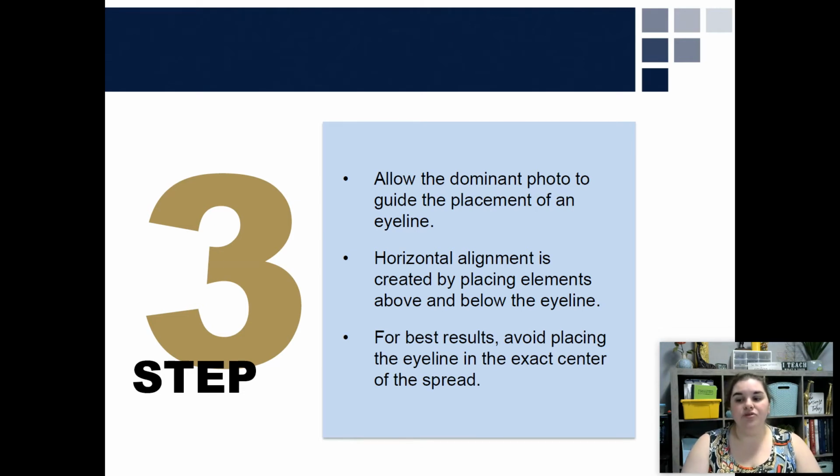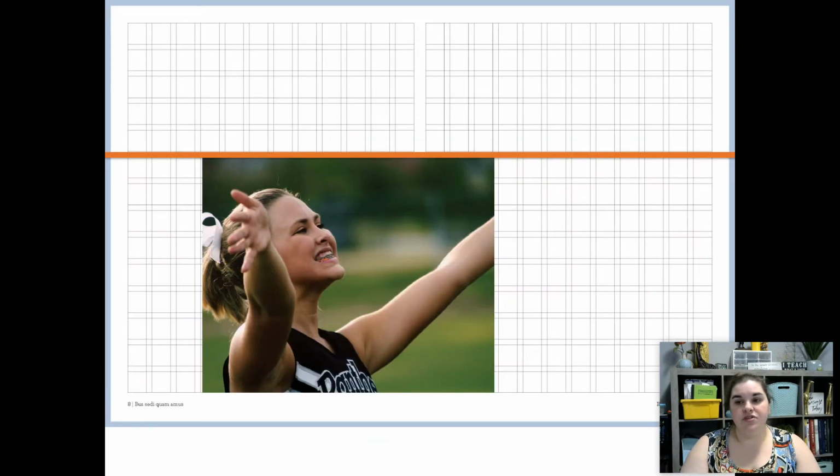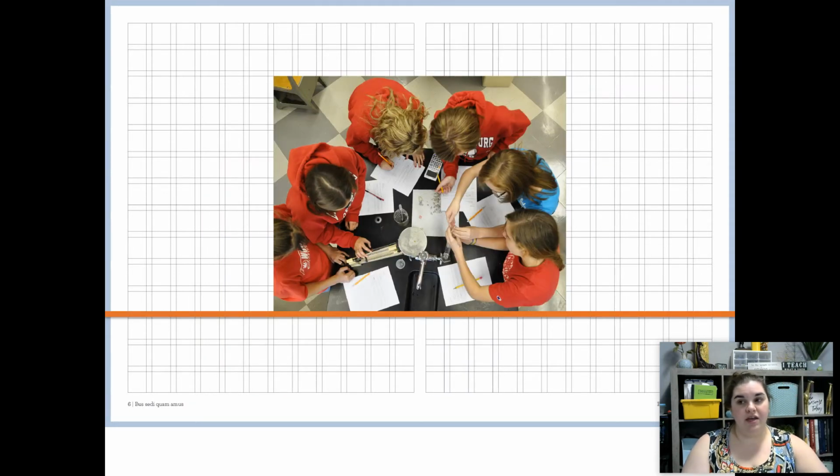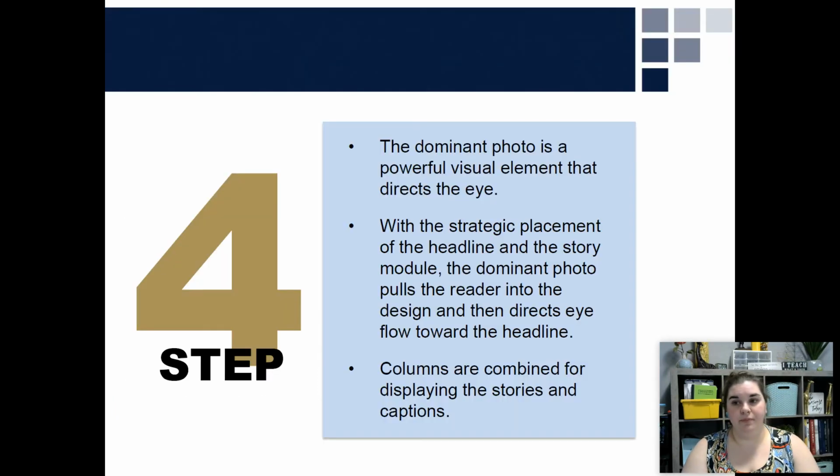And remember, you don't want to place the eye line in the direct horizontal center of the page. It's better to put it above or below, so that it actually draws the reader all the way around. Here you can see that for this dominant element, the eye line is placed above it, here below it, and again below this, or even above this. You could argue either way with this dominant element.